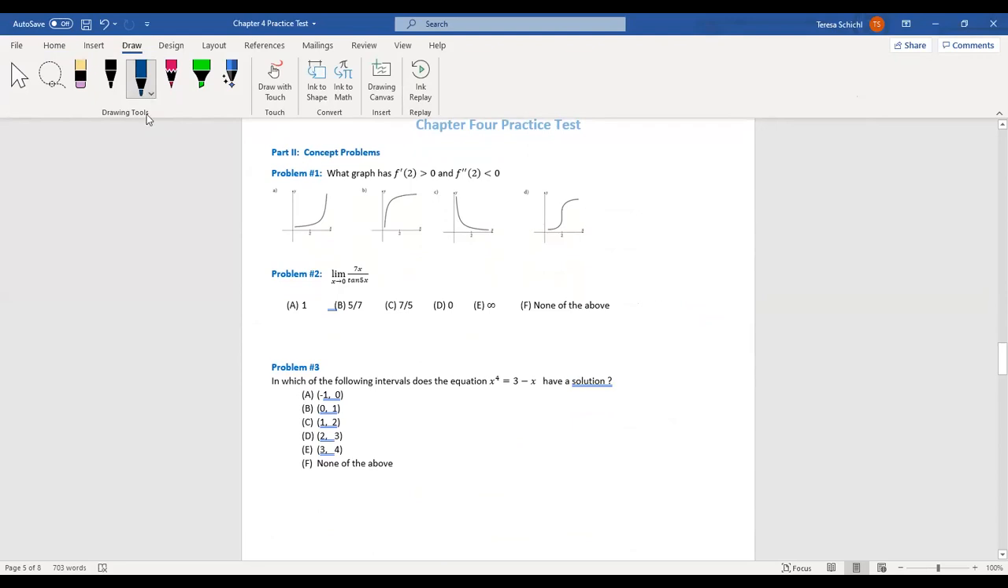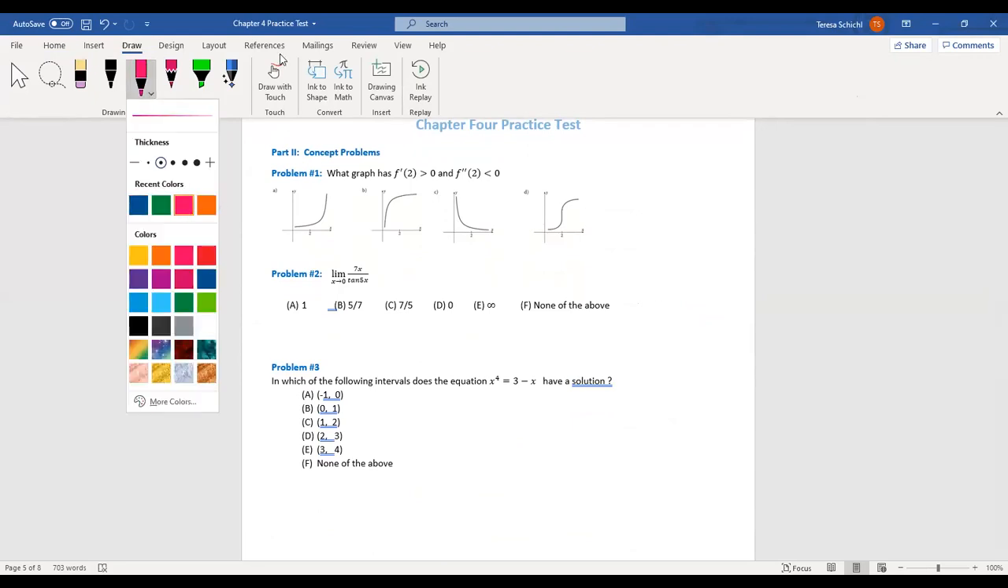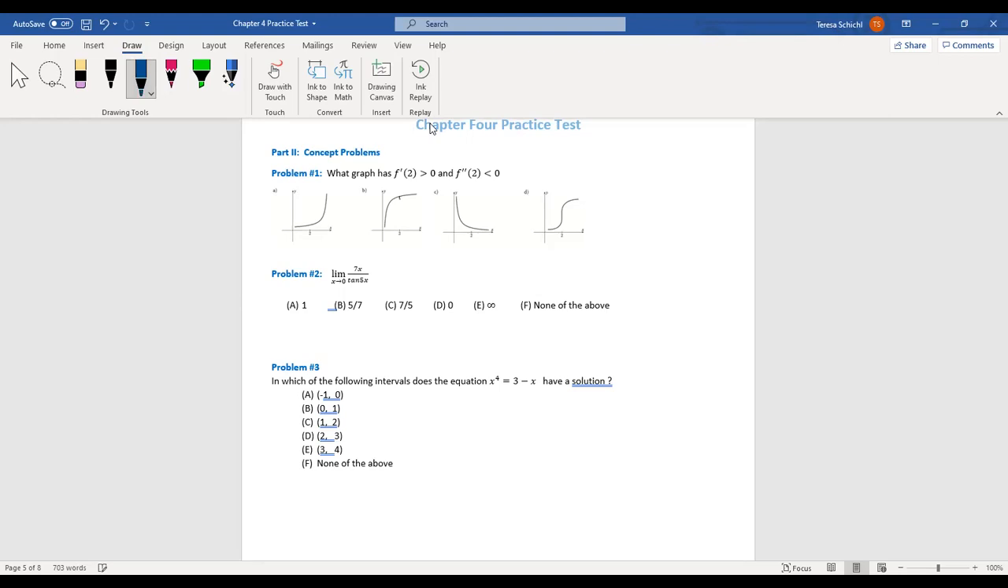The first question: what is the graph of f prime of 2 greater than 0 and f double prime of 2 less than 0? For f prime of 2 greater than 0, that means at x equals 2 we have a positive slope. And f double prime of 2 less than 0 means we have concavity down. So because f double prime of 2 is less than 0, probably this is the one.